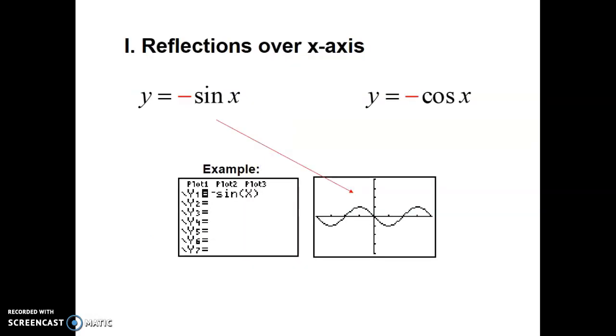So, in order to create a reflection, just like we learned in Chapter 1, you'll put a negative out in front of the trig function.